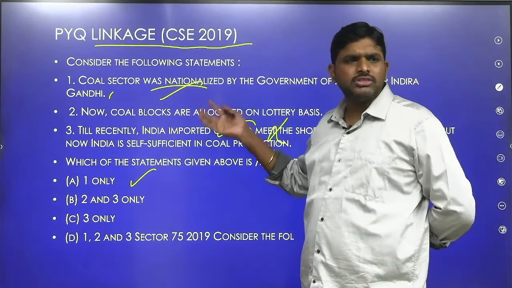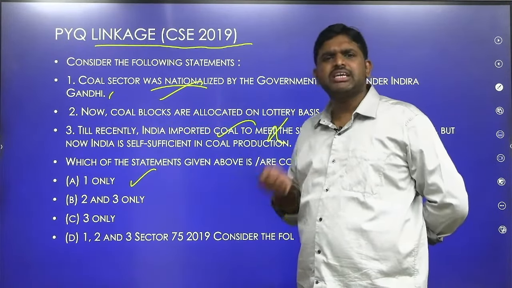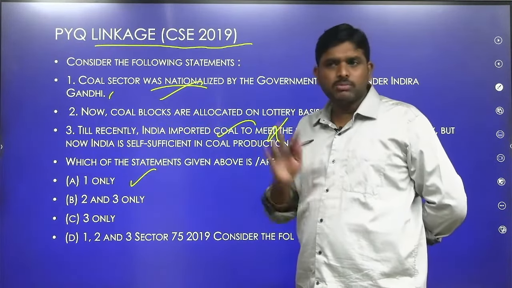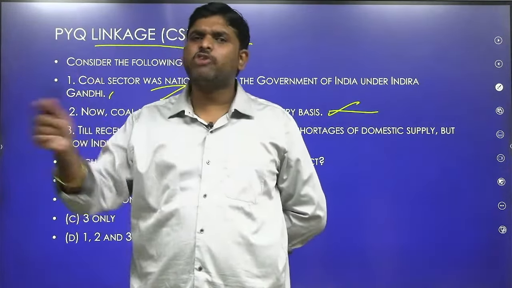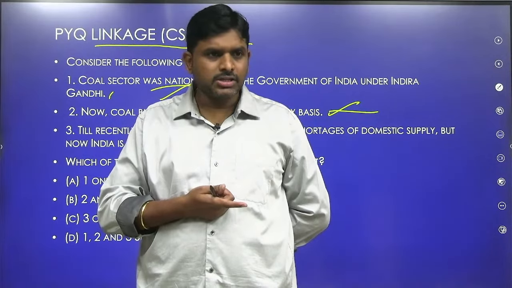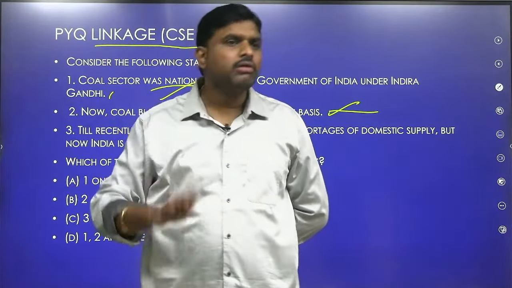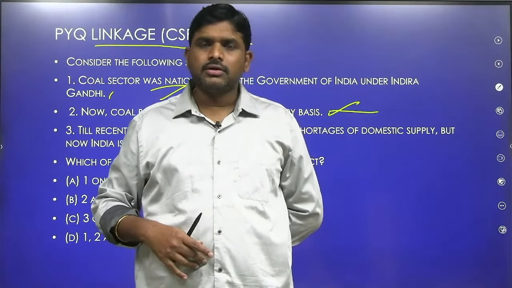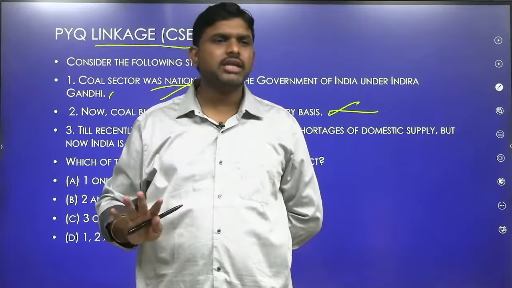If you know general economics or post-independence history, you will come to know that coal was nationalized by Indira Gandhi. Some good things were done by Indira Gandhi, like nationalization of coal and nationalization of banks in 1969. Yes or no? In 1969, 14 banks were nationalized, and coal was also nationalized. And later in 1985, more banks joined nationalization.